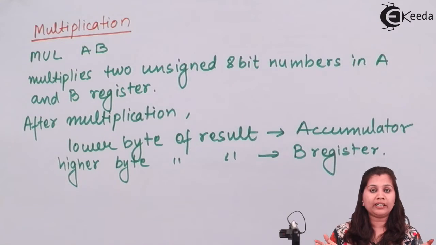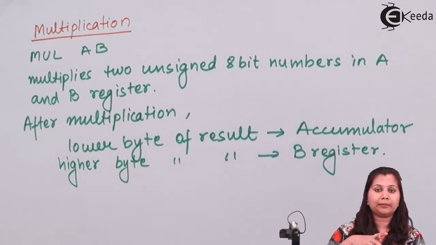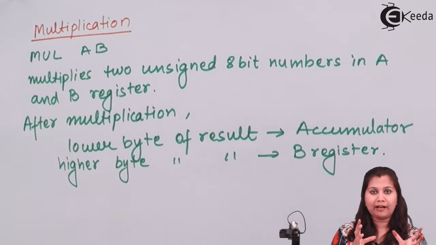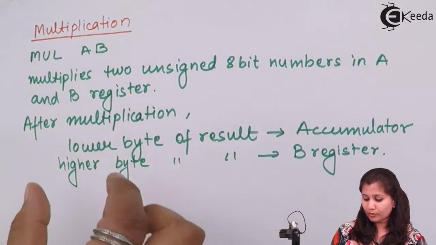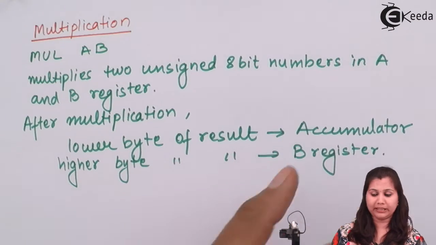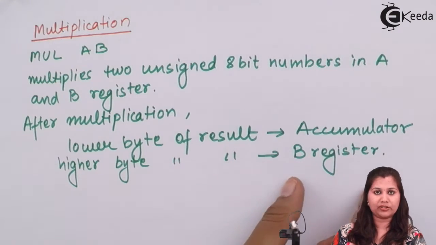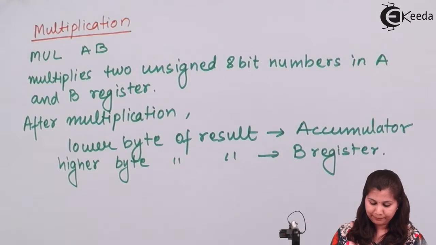Because when two 8-bit numbers are multiplied, their multiplication will be greater than 8 bits, so it will be a 16-bit number. The lower byte is stored in the accumulator and the higher byte is stored in the B register. Let's take an example here.